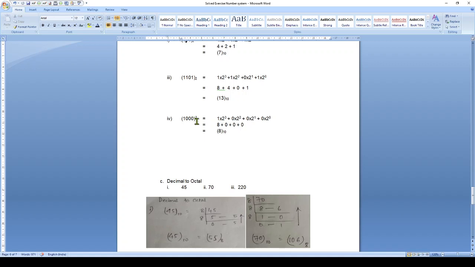So in this way you will also do for 1000. That is the representation having 1 only in 2 to the power 3's place. That is, it is equal to 8. All other places are 0. You contribute 0 to the sum. It is 8 in decimal.